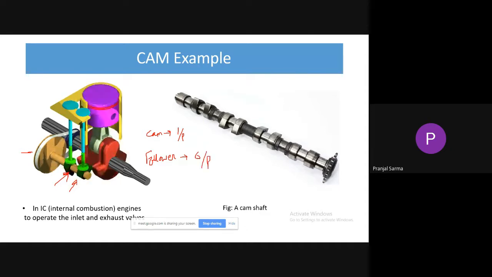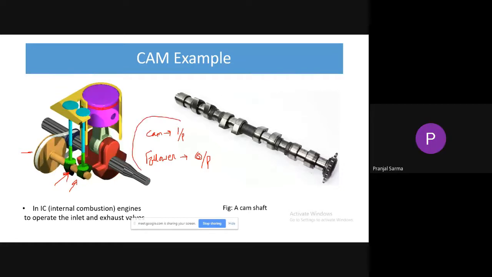Sometimes the follower can directly give you the output portion, it can be used directly there, and sometimes, just like here, the follower can be coupled with another element, which is where we need the final output. I hope it's clear to all of you how the cam and follower operate, what is the requirement of cam and follower, and where we get the input and where we get the output. Yes, sir. Okay. Thank you.